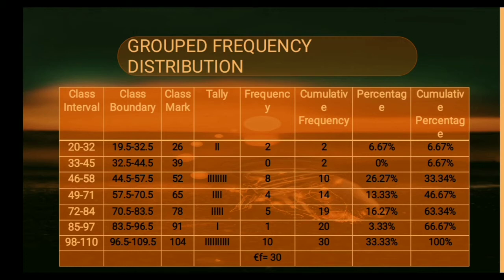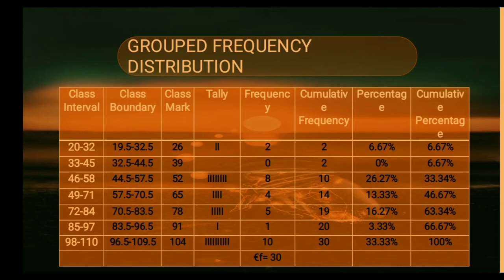In getting the class boundary, subtract 0.5 from the numbers on the left side of the class interval and add 0.5 to the numbers on the right side. In getting the class mark, add the numbers from the class boundary and divide it by 2. The tally is taken from the daily expenses of the male dormers living in the dormitory.